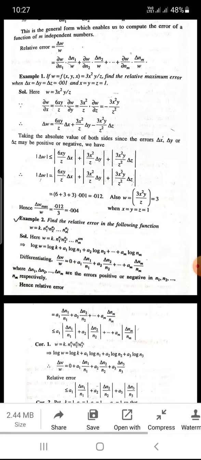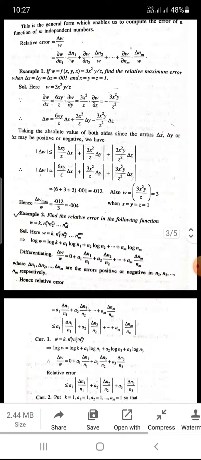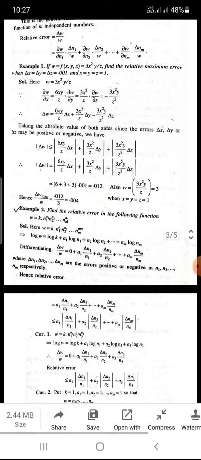plus 3x square upon z into delta y plus 3x square y upon z square into delta z. So this is equal to 6 plus 3 into 0.001, this is equal to 0.012. Also w is equal to 3x square y upon z, so this will be equal to 3. And when x is equal to y is equal to z is equal to 1, then delta w maximum upon w is equal to 0.012 upon 3, which is equal to 0.004.